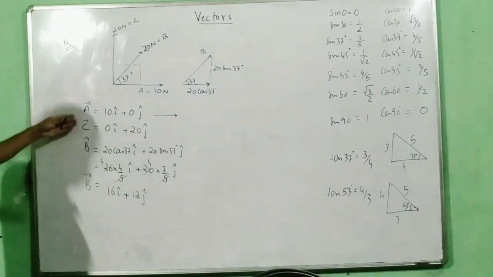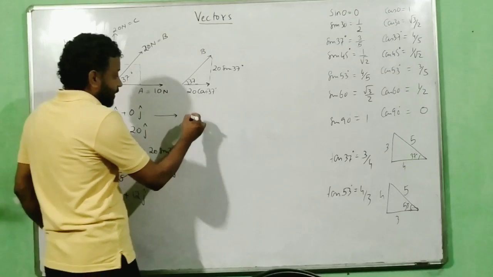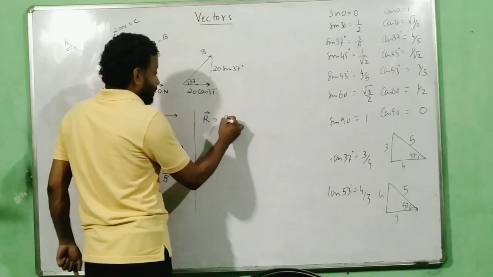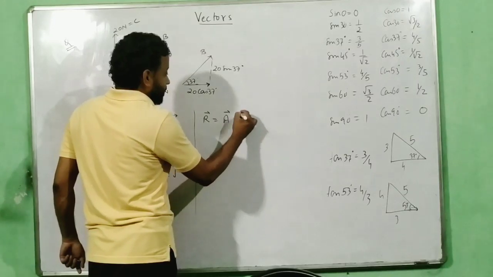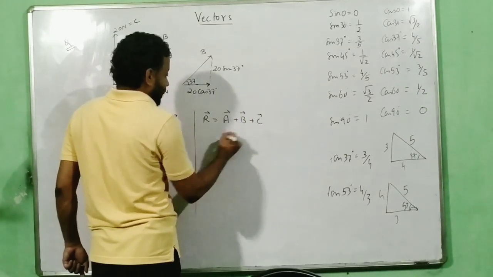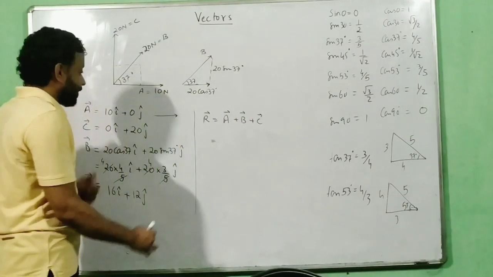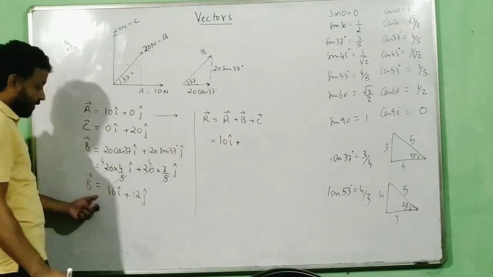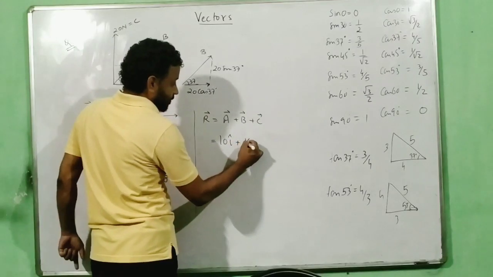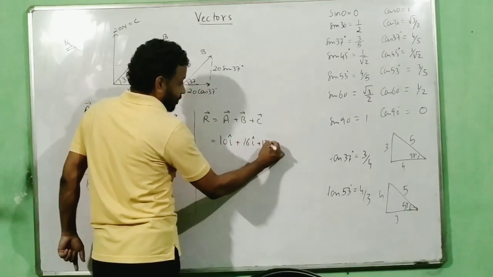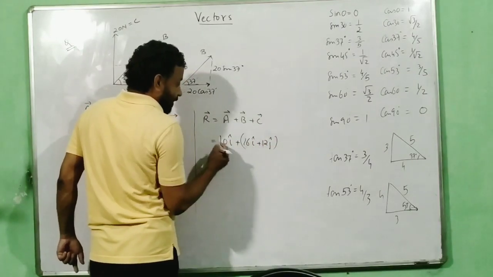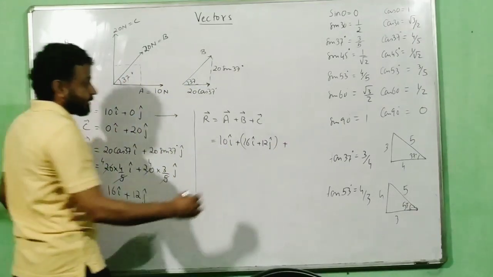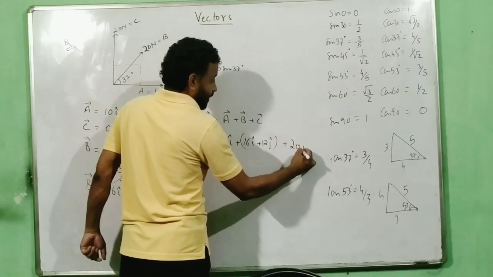Okay, so we have got A, C, B. Now how to find the resultant? Vector addition law. What is the vector addition law? A vector plus B vector plus C vector. Now what is my A vector? A vector is 10 i cap. What is my B vector? B vector is 16 i cap plus 12 j cap. And now comes my C vector. C vector is 20 j cap.